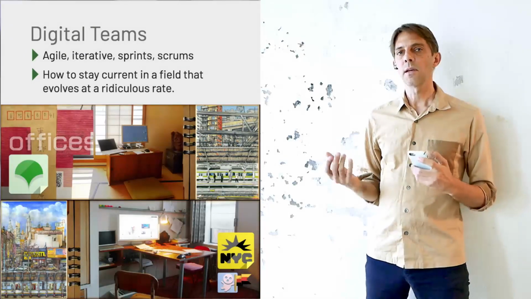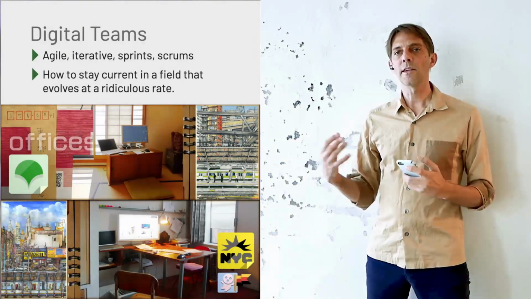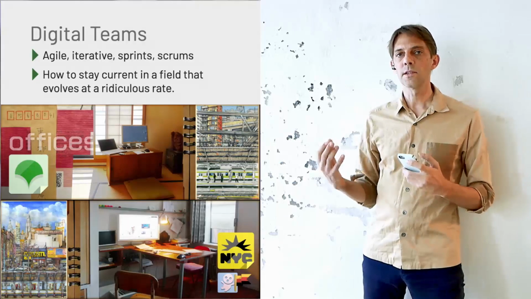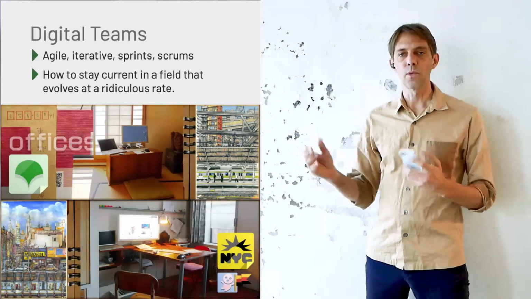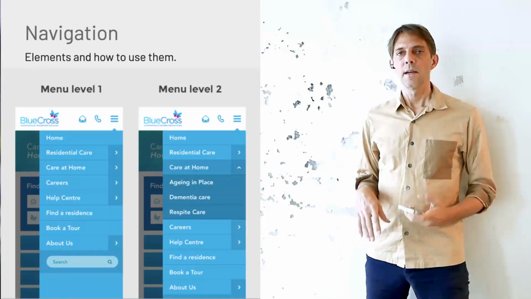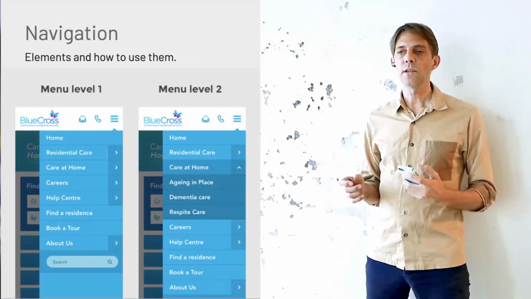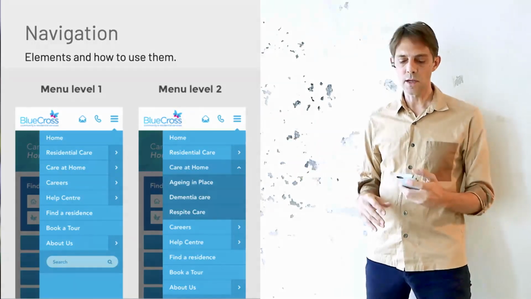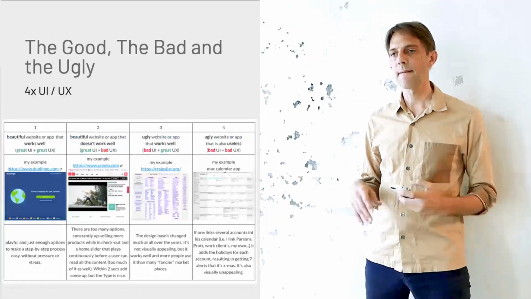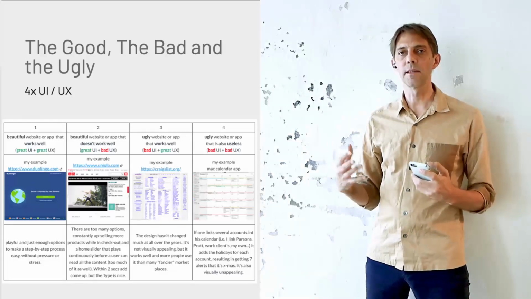And I'm describing how digital teams work, what agile means, what iterations are, what a scrum is, and a sprint, and all these different words, so you know about that. And for the elements of user interface, talking about navigation and elements of those different kinds and how to use navigation. There's also an assignment I call the good, the bad, and the ugly.